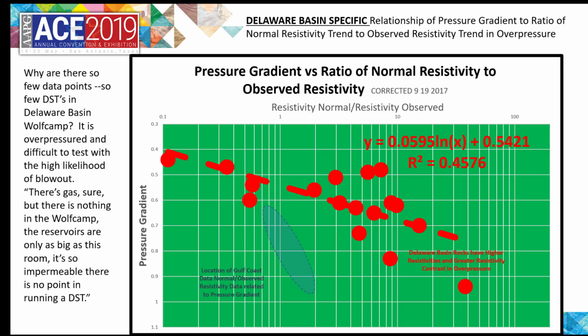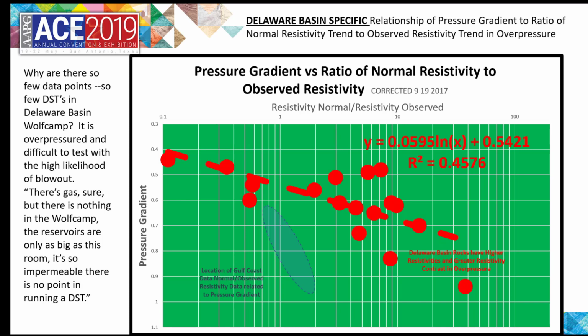And then why are there, in the Gulf Coast, tons and tons of data points. Why are there so few data points, so few drill stem tests? This is just a little aside here. Delaware Basin's overpressure is difficult to test with the high likelihood of blowout. The first well that I went out on in 1975 was the Texaco Dam Site unit. And I believe that there was a drill stem test in the neighboring well in the Wolfcamp. They had so much gas, they had to stop and test it. The valve assembly at the surface of the well froze because so much gas was flowing out of there.